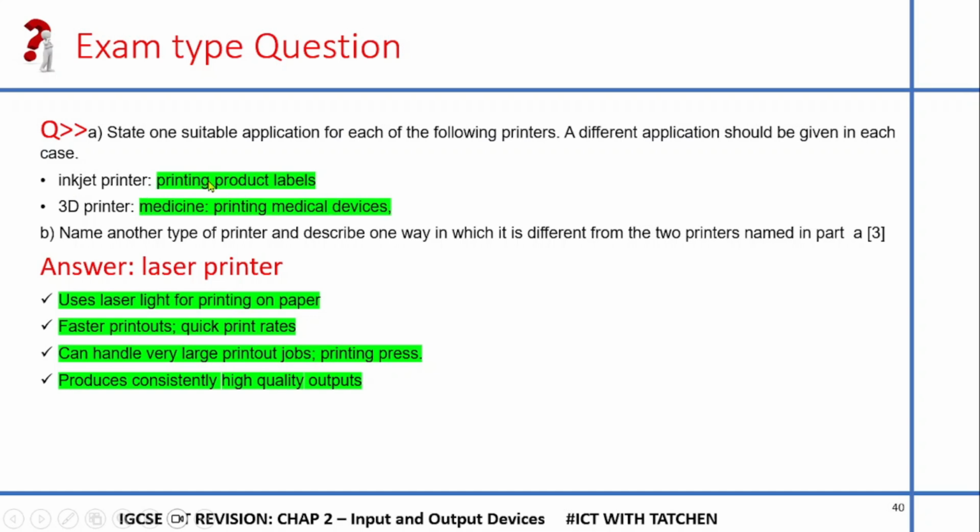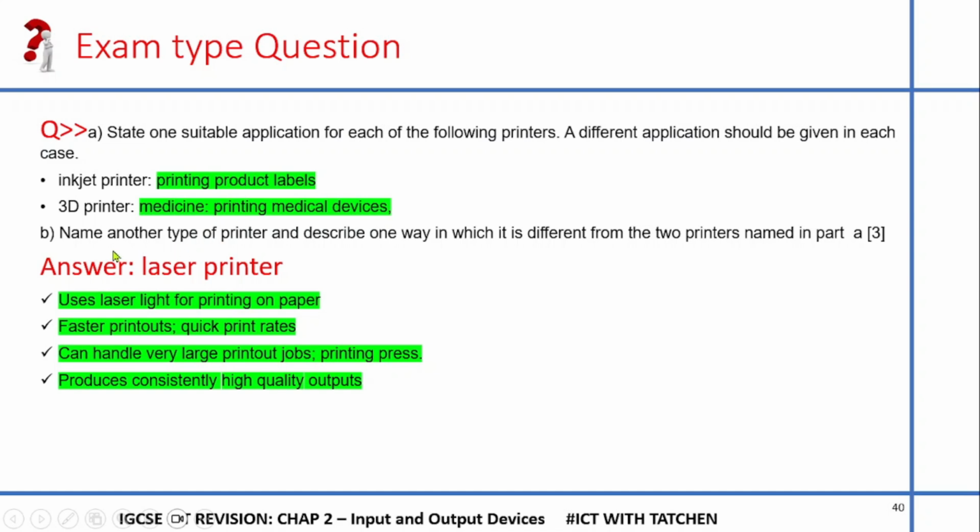One very common application of an inkjet printer is printing product labels, and a 3D printer is used in medicine and many other applications, maybe in engineering to print 3D objects. In the case of medicine, they will use it to print medical devices.